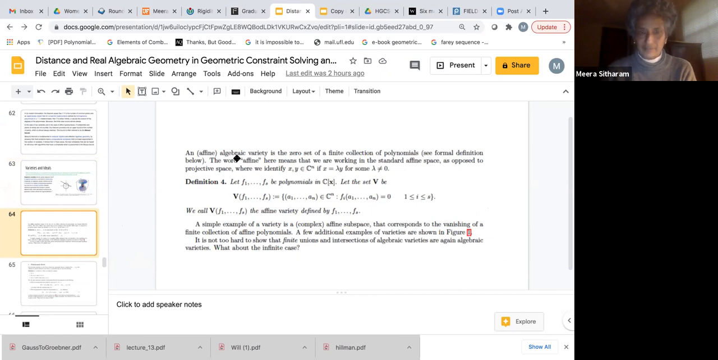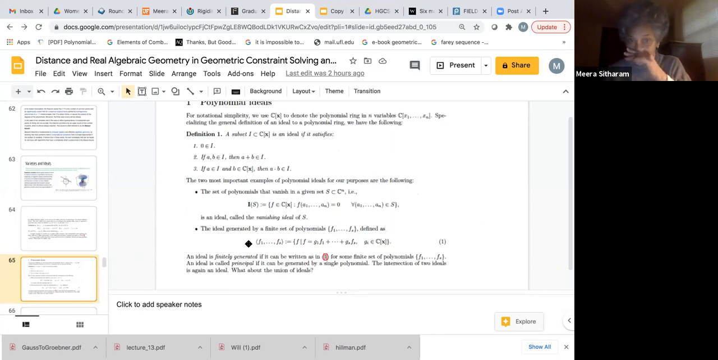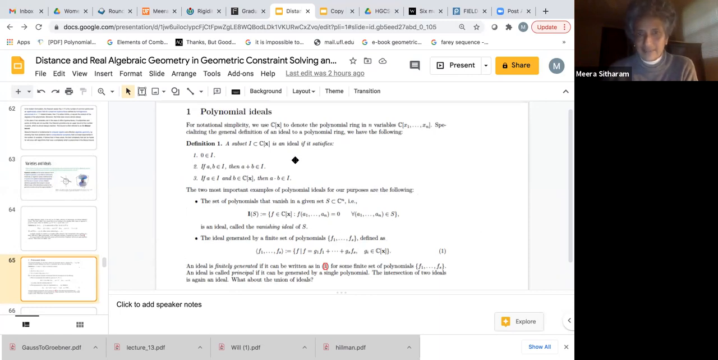Formally, algebraic varieties are defined as the zero set of a finite collection of polynomials. If you have polynomials over the complex numbers, the variety is the set of all elements such that, if you plug those in for the variables, f is equal to 0 for every one of these f's. That's called the variety defined by this set of polynomials. Okay, this is related to the notion of ideals. An ideal is, again, defined by a set of polynomials. A variety is defined by a set of polynomials.